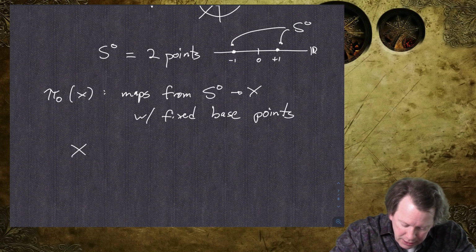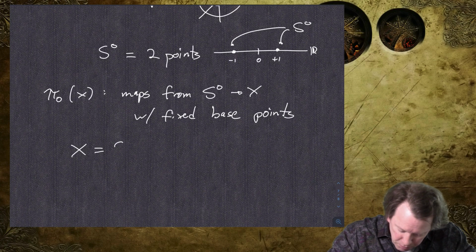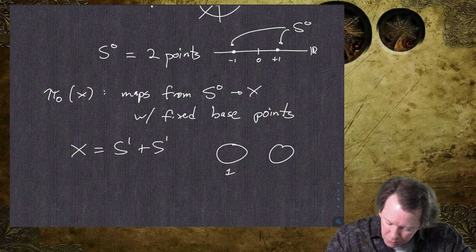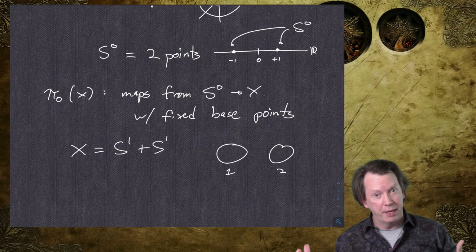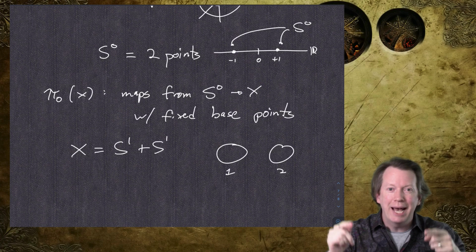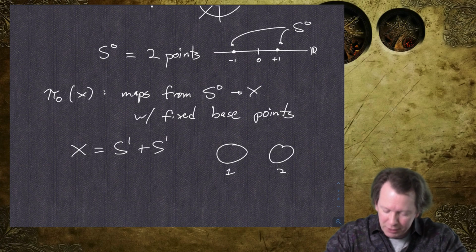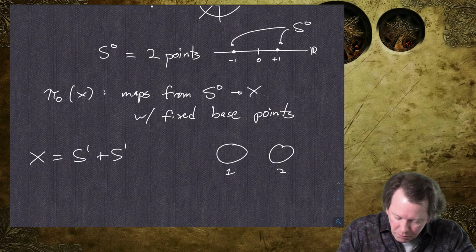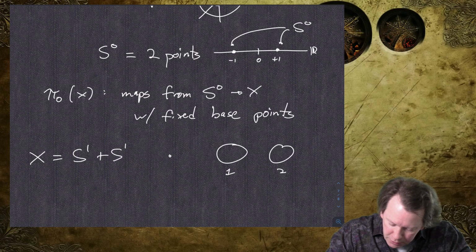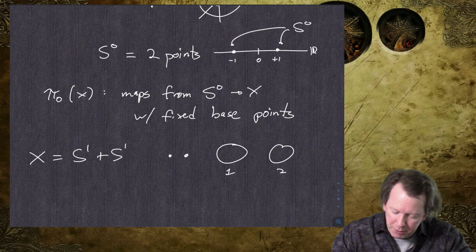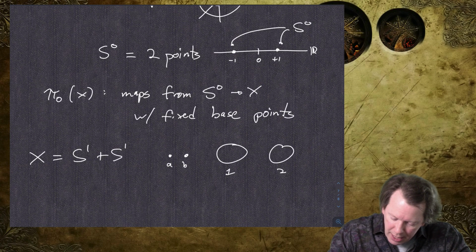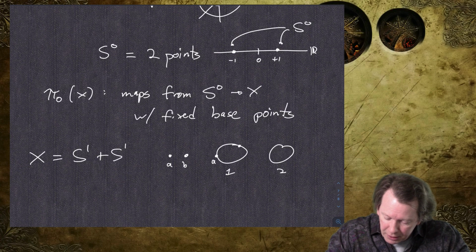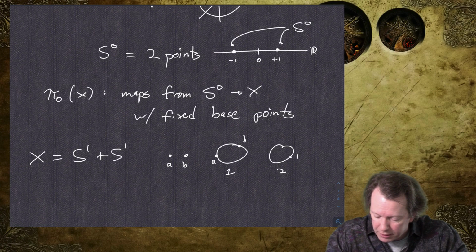So let's imagine that X equals 2 circles, S1 plus S1. Circle 1 and circle 2, okay? So they're just circles, but there's 2 of them. So then I map my S0, my 0 sphere, into them. So that means I take 2 points, and I map them, here's 1 point, 1 point. But I fix the base point. So this is point A, point B, and A always maps to here. B can map to either here, or it could map to there, okay?